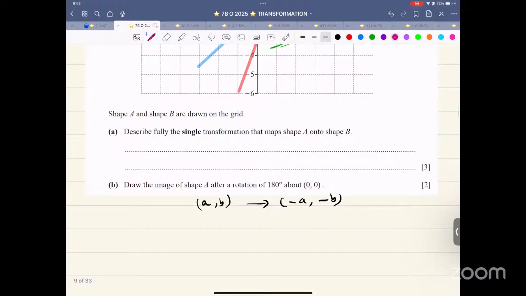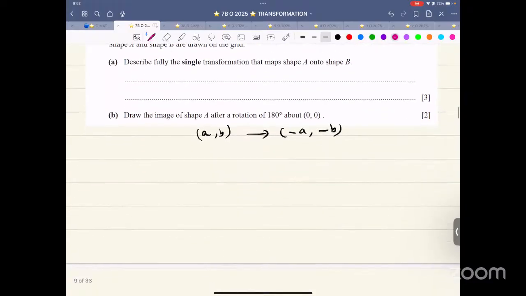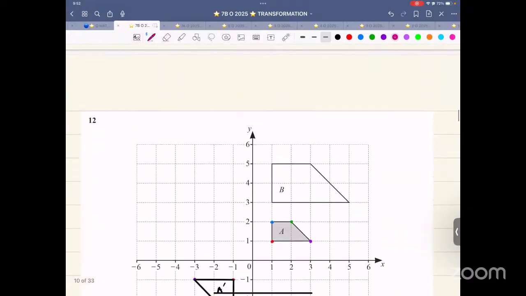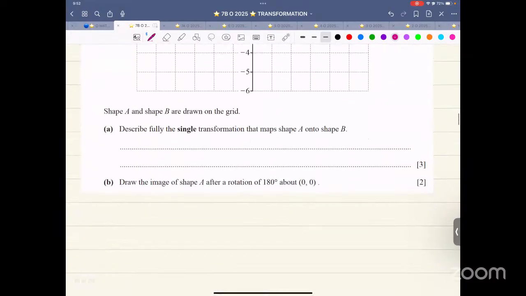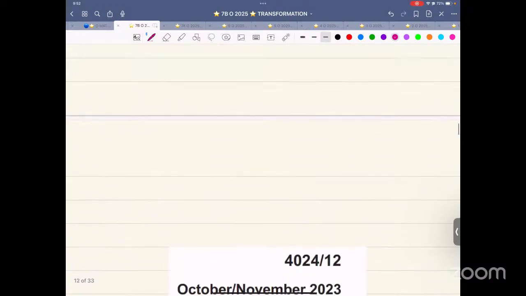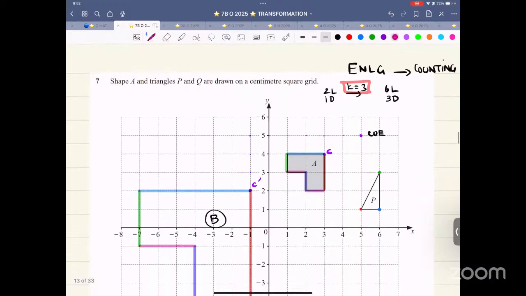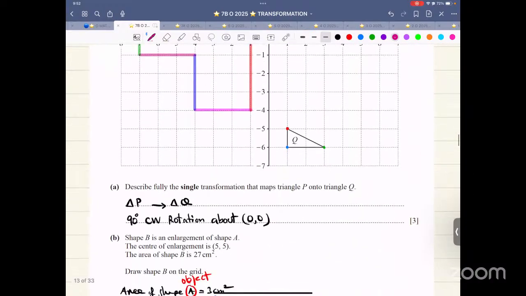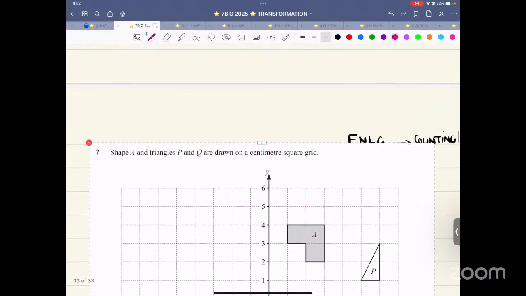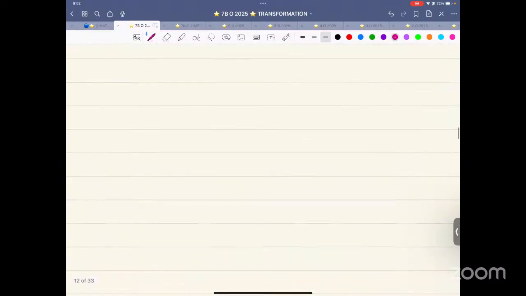Draw the image of the shape after 180-degree rotation. So apply this concept, which I just told you about. Now this one, another nice question. Let me just copy this thing. First paste it.